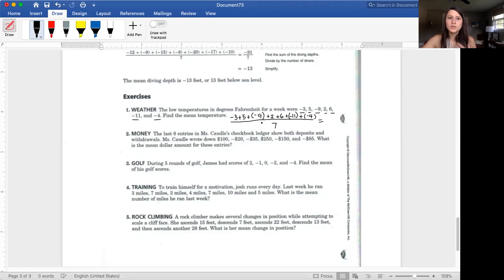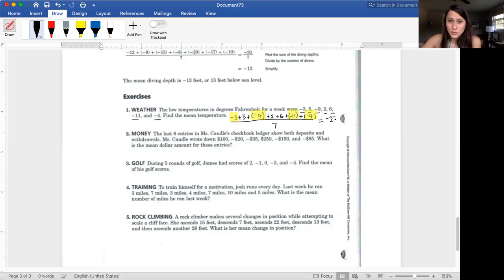So my recommendation to you is to group all the negatives together and add those first. So I've got -3, -9, -11, and -4. I'm going to add all that together. And I think -3 plus -9 is -12. -12 plus -11 is -23. And then plus -4 is -27.